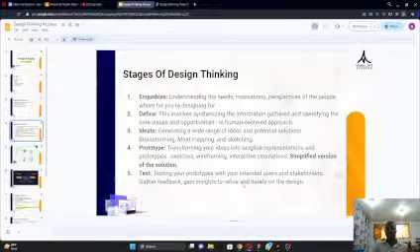Then what is empathize? Empathize is understanding the needs, motivations, perspectives of people whom you are designing for. This is where the research comes in. You need to try to figure out the particular problem they are facing based on their perspective. Sometimes you might feel that, okay, you already know the problem they are facing, I know all about it. I'm going to go into the design and come up with stunning designs. No, you need to conduct the research part.